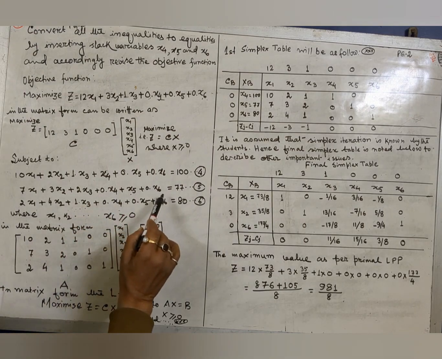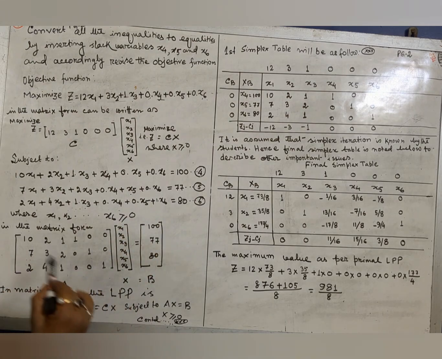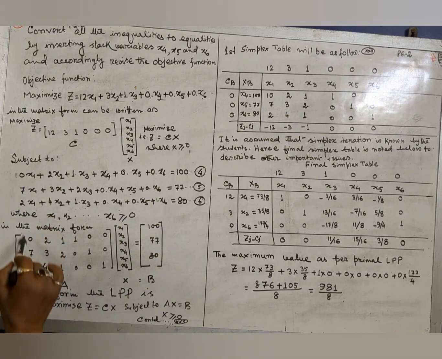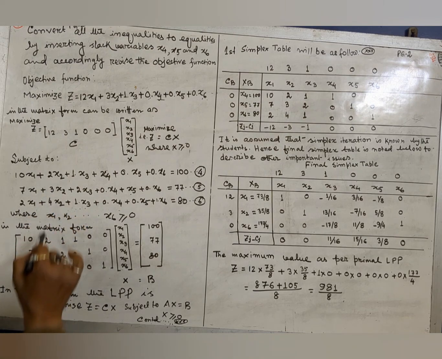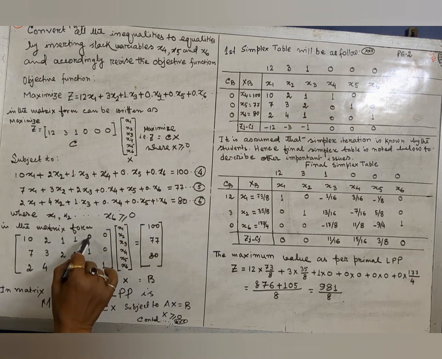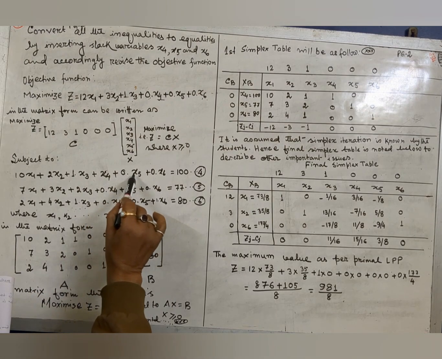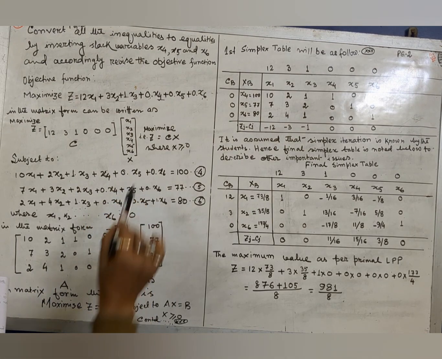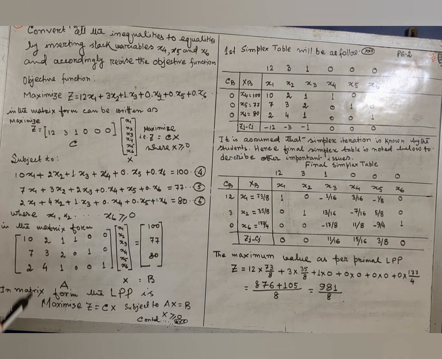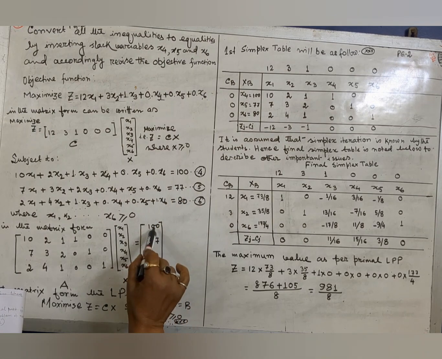the constraints in matrix form, it will be like this: 10, 7, 2, first column, 2, 3, 4, 1, 2, 1, and 1, 0, 0, 0, 1, 0, 0, 0, 1. To complete the matrix, we have inserted 0 into x4, x5, x6 like that, equal to 100, 77, and 80.